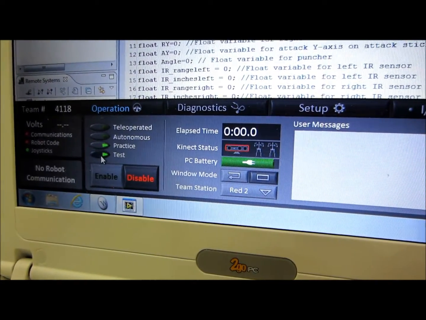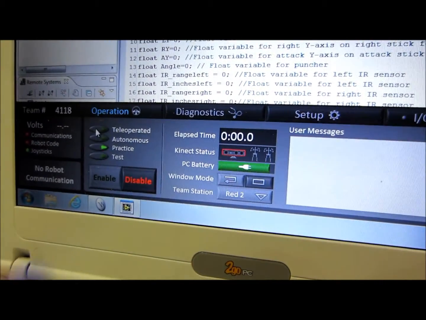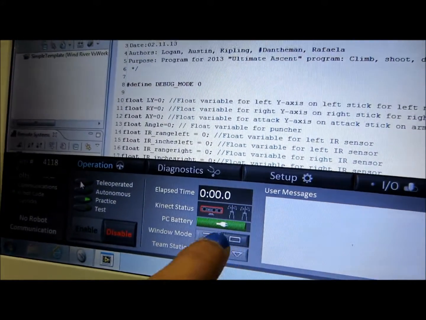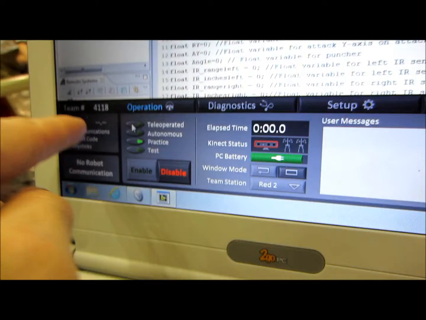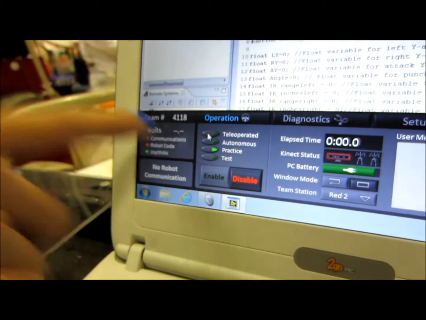And over here we have the elapsed time, PC battery, and what station we're going to be at. And robot voltage is over there. Also robot voltage, not the most accurate thing in the world.